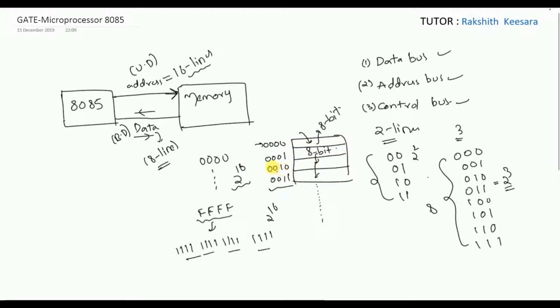If you see the total memory of the 8085, there are 2 power 16 addresses. At each address you can store 8 bits of data. So this is the total memory of 8085. But you know guys, 8 bits is equal to 1 byte. So consider this as 1 byte. So what will happen? 2 power 16 bytes of memory. 2 power 16 can be written as 2 power 10 into 2 power 6. 2 power 10 is nothing but kilo. 2 power 6 is 64. So it has 64 kilobytes of memory.